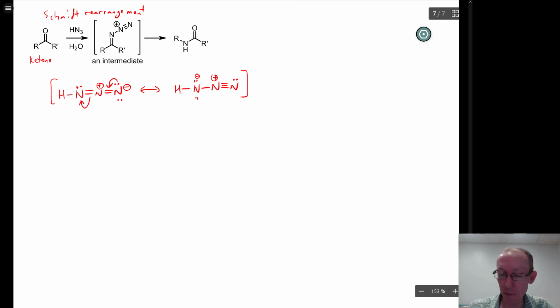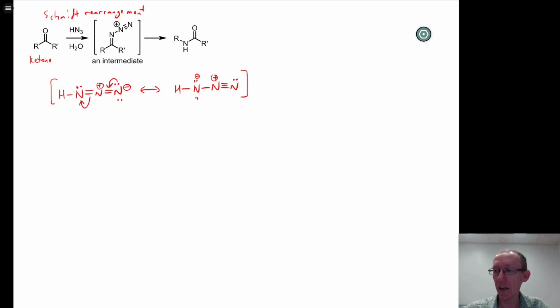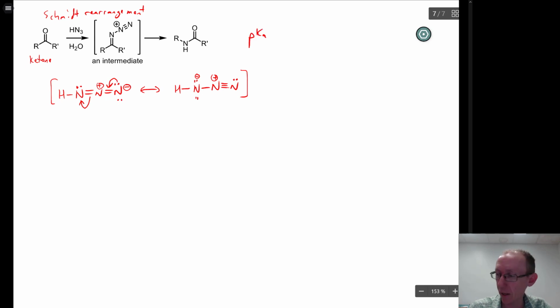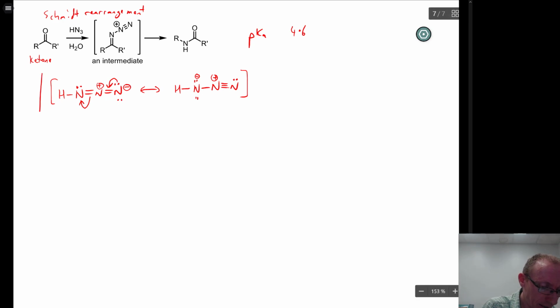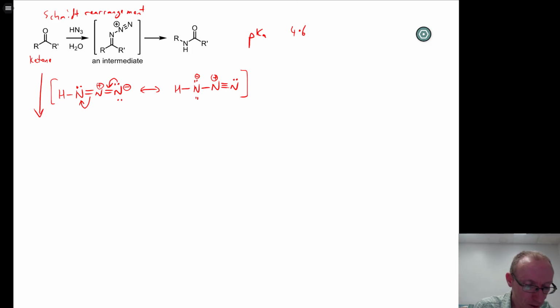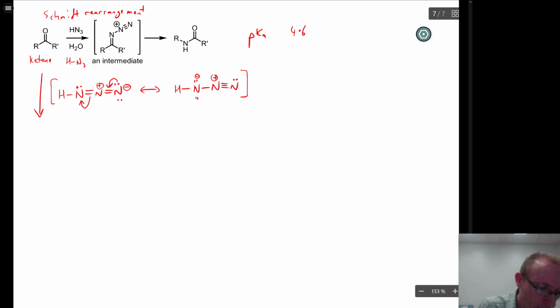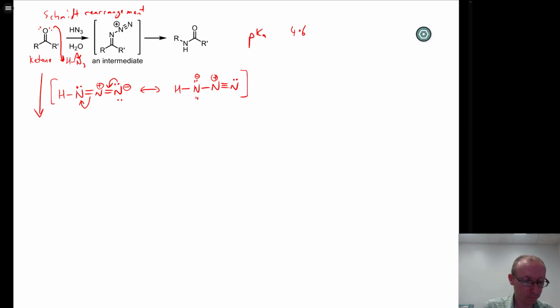Now, another thing to recognize about this molecule is that it's called hydrazoic acid because it's acidic. It has a pKa, depending on what source you look at, of around 4.6. So it's not incredibly acidic, but it's similar to a carboxylic acid, so it can act as an acid and protonate species. So what we can do is take our ketone, and I won't do it on these resonance forms, I'll just draw it like this. We can get a lone pair of electrons on that ketone to attack the hydrazoic acid and kick out azide as a leaving group.